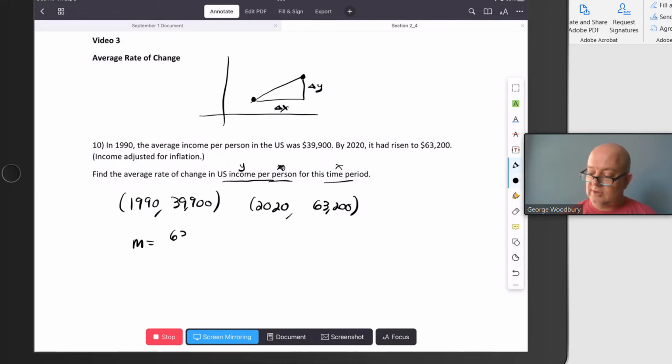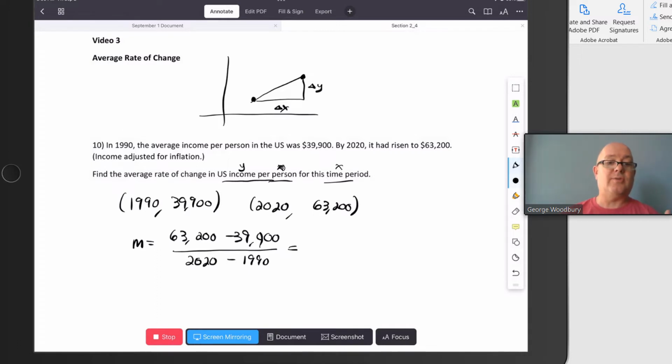So there's my second ordered pair, and I can find the slope. It's going to be 63,200 minus 39,900 over the change in time, 2020 minus 1990. So when we subtract in the numerator, that's 23,300. Just do that on your calculator. In the denominator, it was 30 years. And I'm going to add the units here. It's $23,300 over 30 years. So when I simplify this and divide this out, I'm going to get an average rate of change of so many dollars per year.